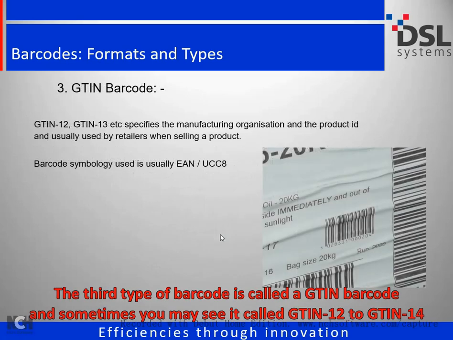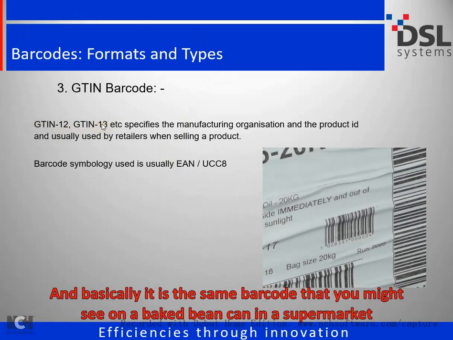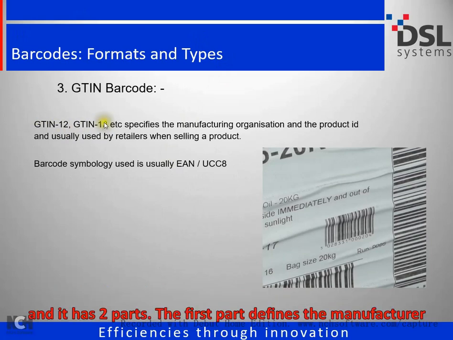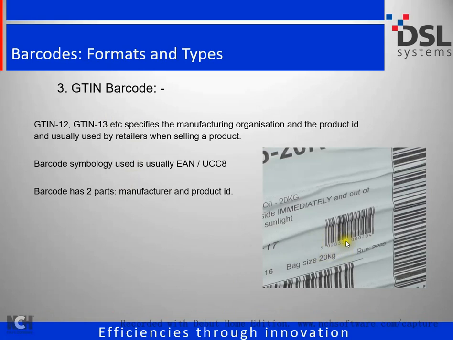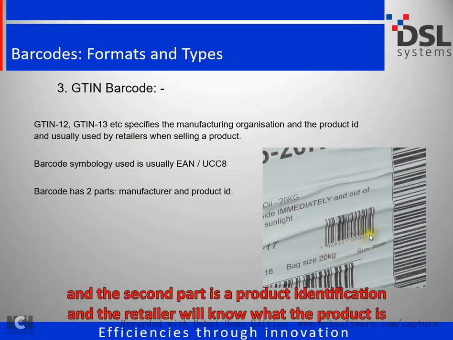So the third type of barcode is what we call a GTIN barcode, and sometimes you'll see that called GTIN 12, 13, or even 14, and so on. And basically it's the same barcode that you might see on a baked bean can in a supermarket, and it's got 2 parts. It's got the beginning of it, here's one here, the first part of it is the manufacturer, and the second part of it is a unique product ID, which the retailer will know what the product is.